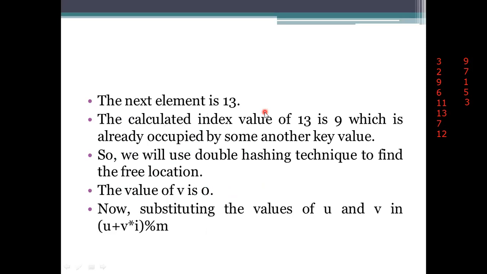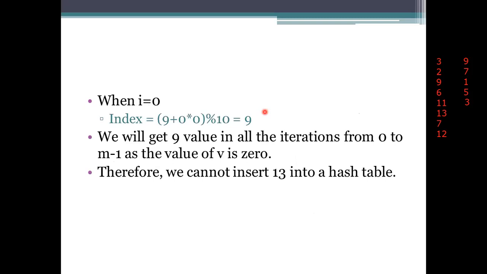So what is the next element? 13. When we have the 13 value, the calculated u value is 9. The v value has to be calculated. So u and v have to be specified there. With i equal to 0, 9 plus 0, modulus 9 has to be specified. So what happens here? We need to insert at the 1.